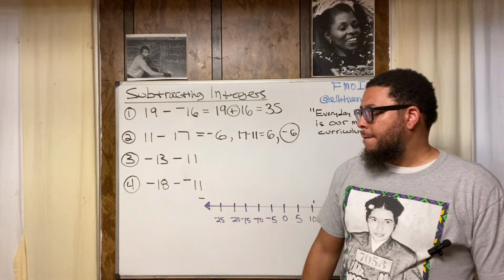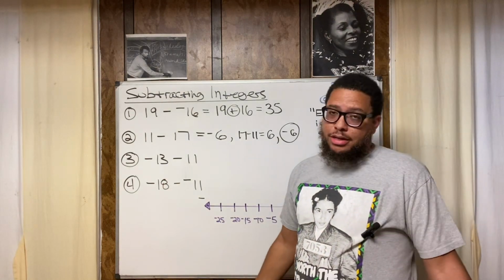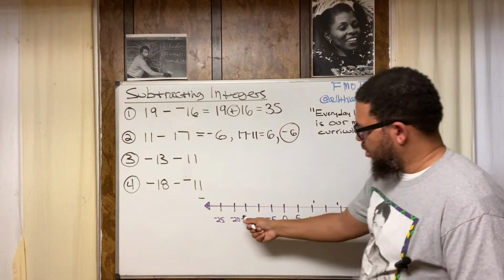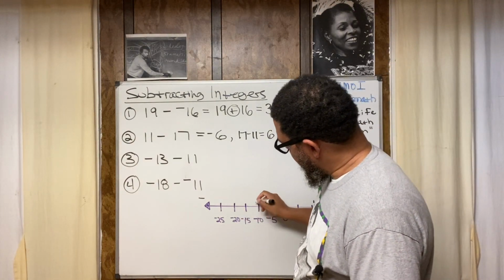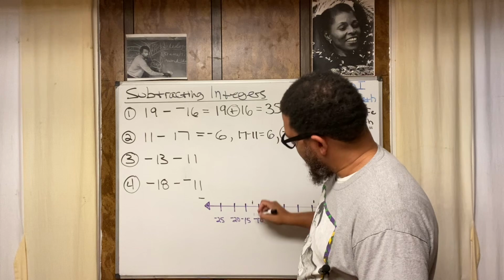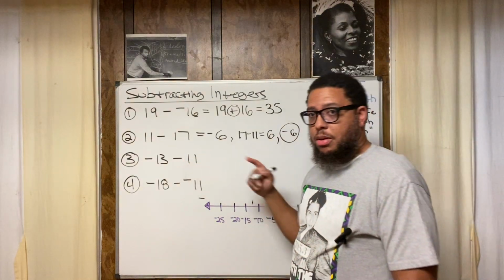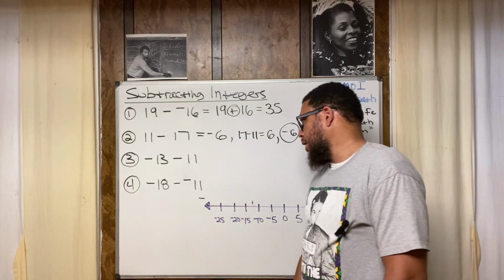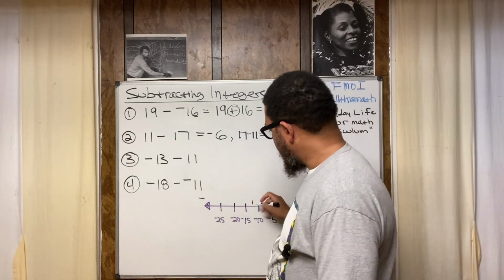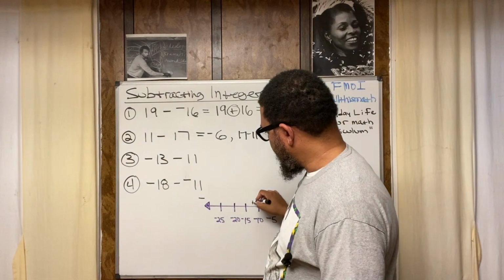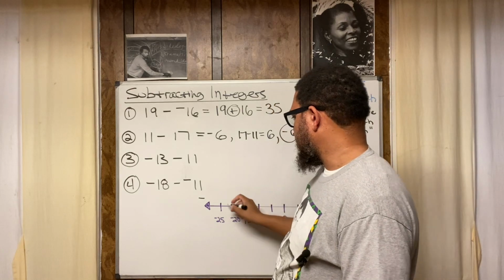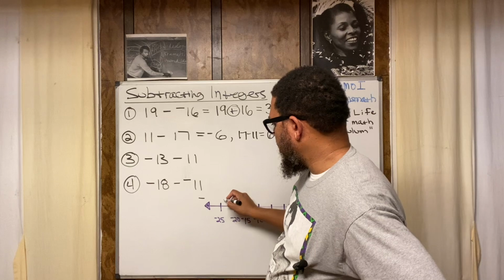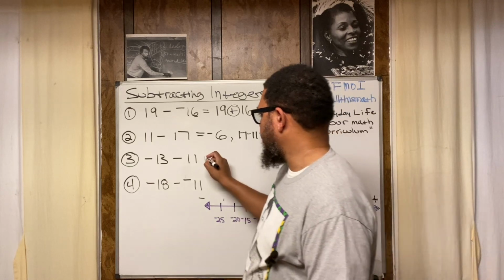All right, number 3, negative 13 minus 11. It's not a double negative, so I have nothing to simplify. So I start at negative 13, which is around here somewhere. And then I'm subtracting, so I'm going left. And then I'm going this far, 11 spaces. So I'm going from negative 13 to negative 24. That's going to take me right here to negative 24.